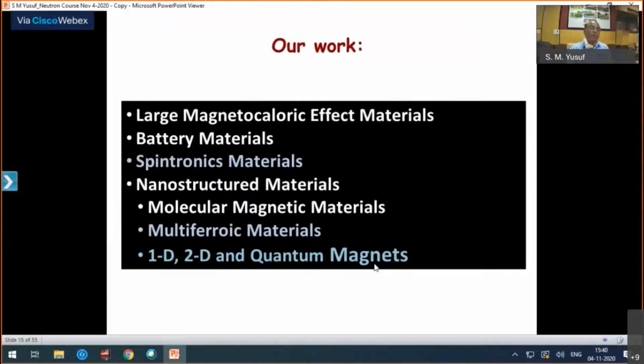Quantum magnetism is a very hot topic because at T equal to 0, quantum fluctuation is the driving force in such materials for any magnetic phase transition. So quantum properties, different phase transitions, multiferroic materials we are working on, molecular magnetic materials we are heavily working on, nanostructured magnetic materials, spintronics materials. Recently we have started working on battery materials, and of course materials which show a large magnetocaloric effect. When it is shown that the caloric effect is dependent on magnetism, then it is called the magnetocaloric effect, and you need to have a large effect for practical applications.